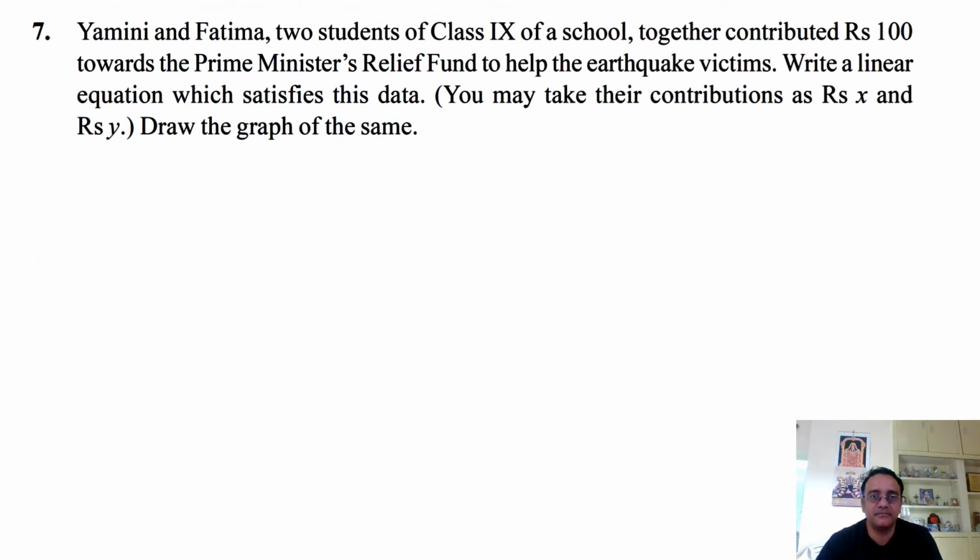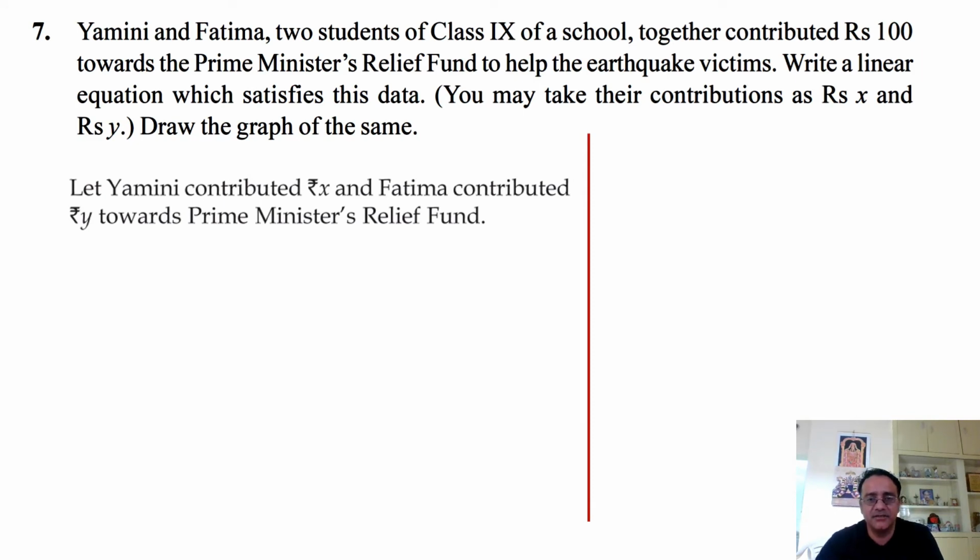Yamini and Fatima, 2 students of class 9th of a school, together contributed rupees 100 towards the Prime Minister's Relief Fund to help the earthquake victims. Write a linear equation which satisfies this data. You may take their contributions as rupees x and rupees y. Draw the graph of the same. So we'll take Yamini's contribution as rupees x and Fatima contribution rupees y towards Prime Minister's Relief Fund.